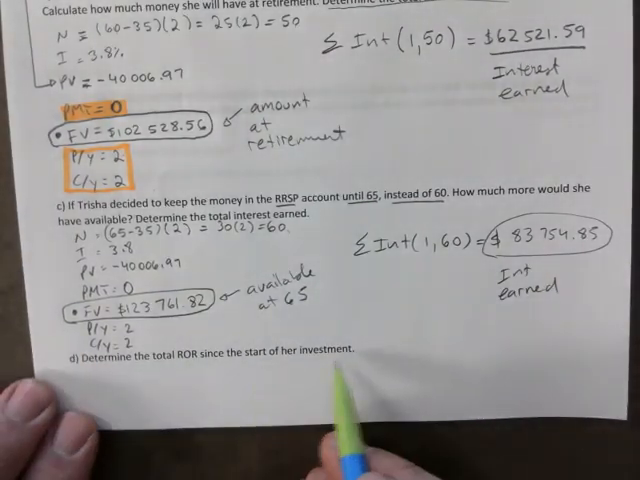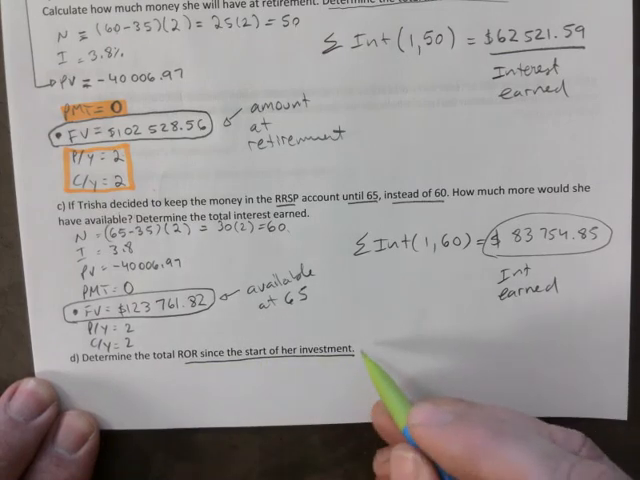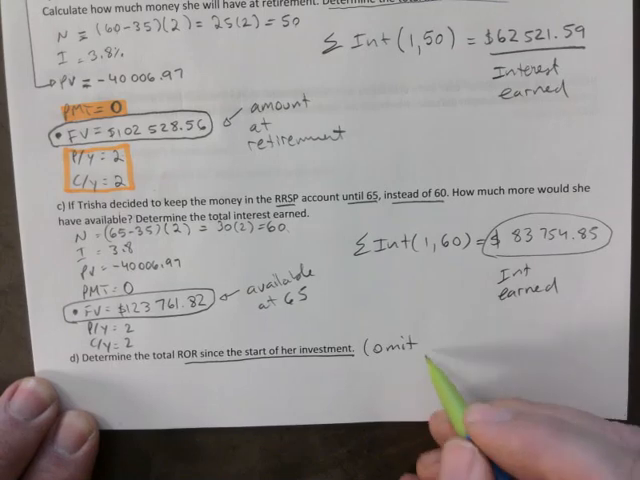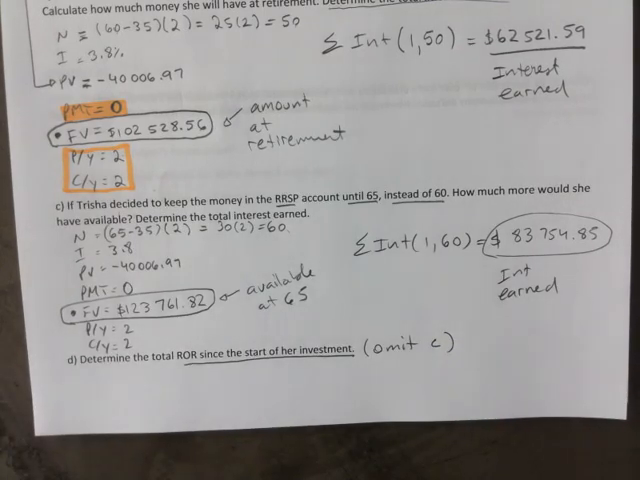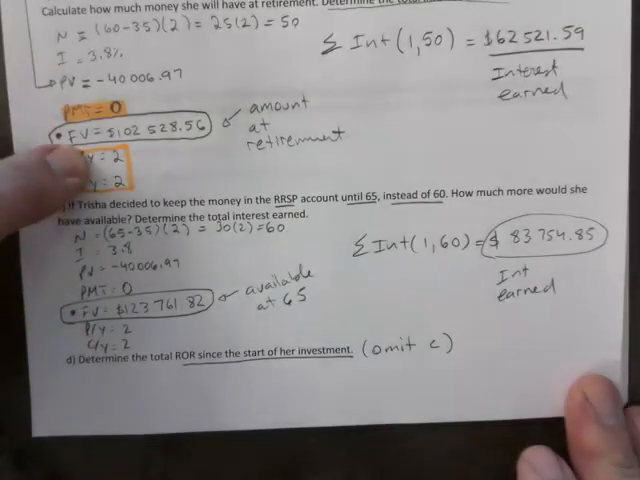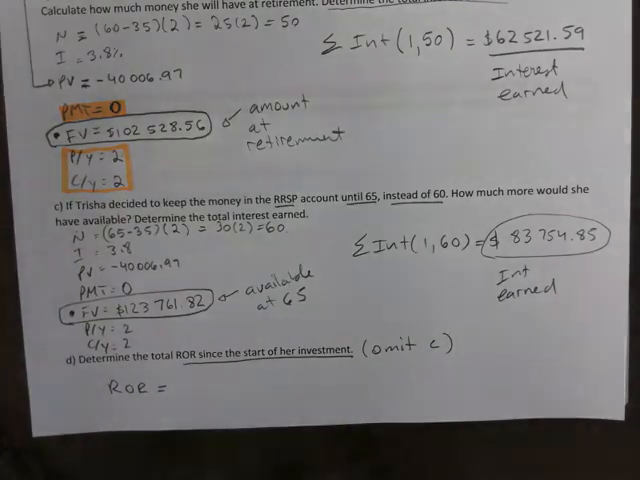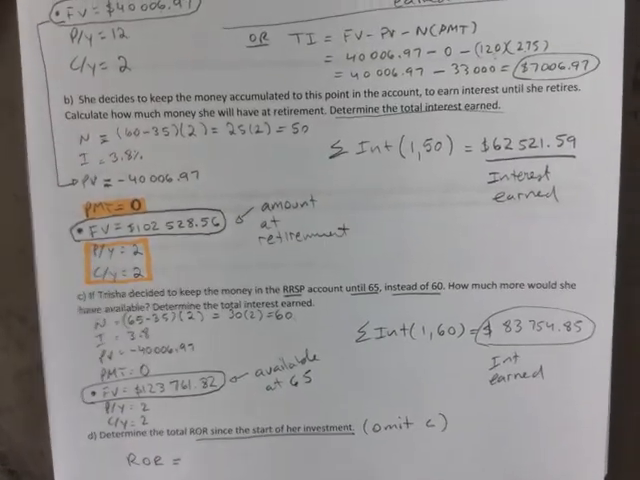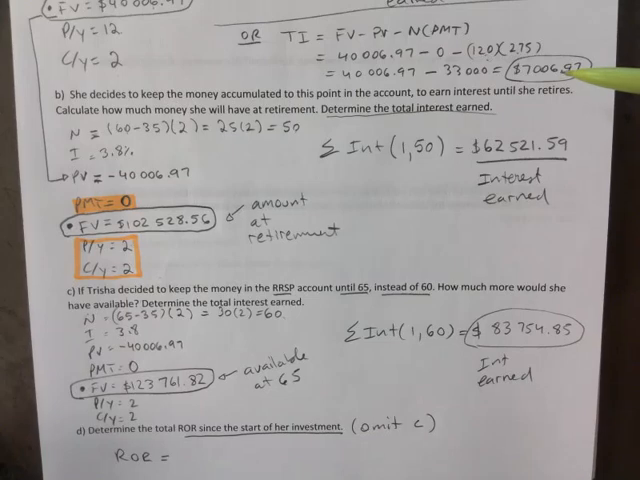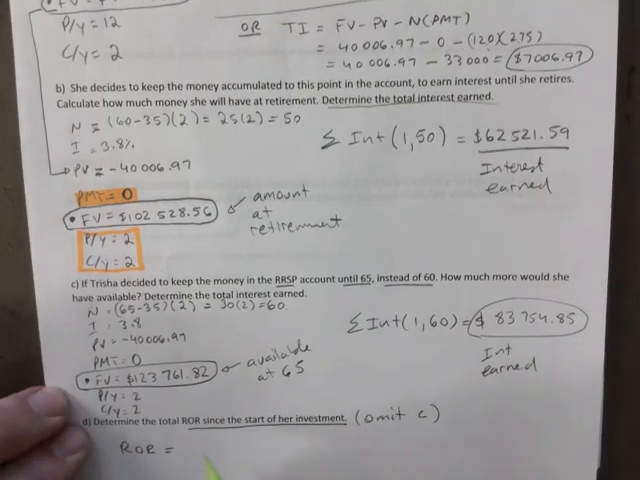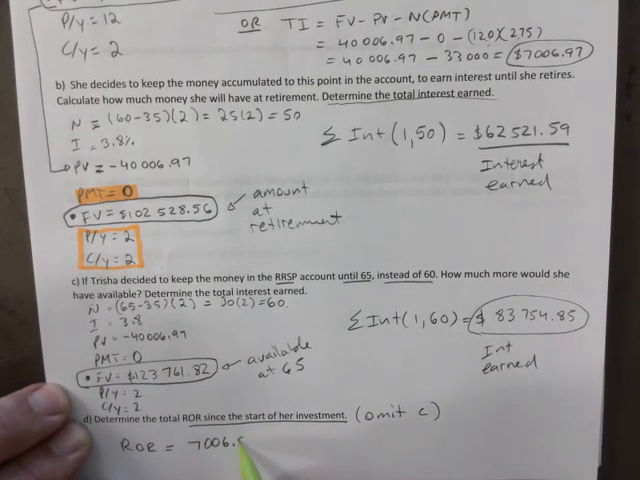Okay, rate of return since the start of the investment. But I will say this, omit C. We're not going to account for C. We're just going to stop it right here at the end of B. Rate of return. Watch what I'm going to do here. If you look up here for a second, I'm going to add this interest earned and that interest earned. That's the total interest you've earned over your entire investment. So I'm going to go 7,006.97 plus 62,521.59. Put that in brackets.